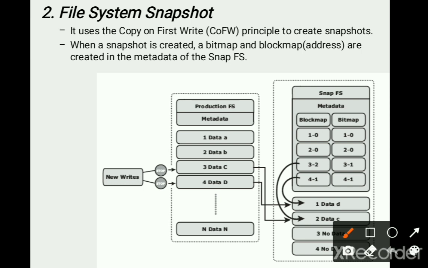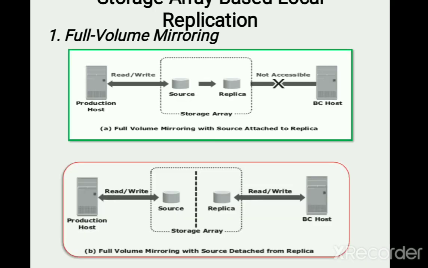Now you can check for block number 1, where this bitmap is going to show us 0 to 0. It is saying that the content has not been changed. Okay, so this was all about the file system snapshot.